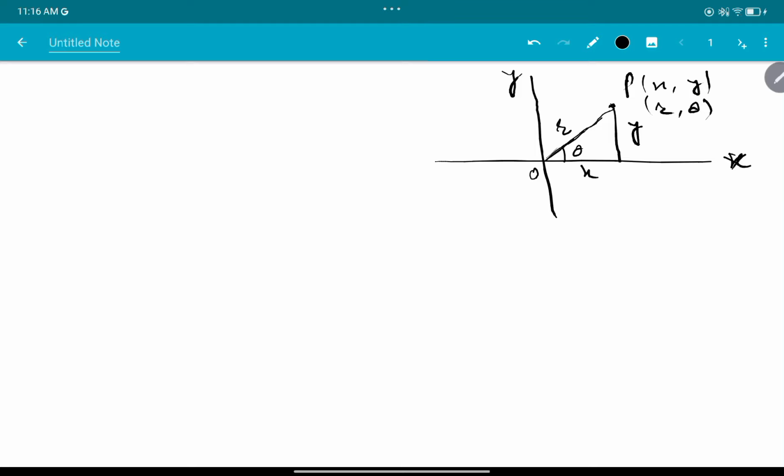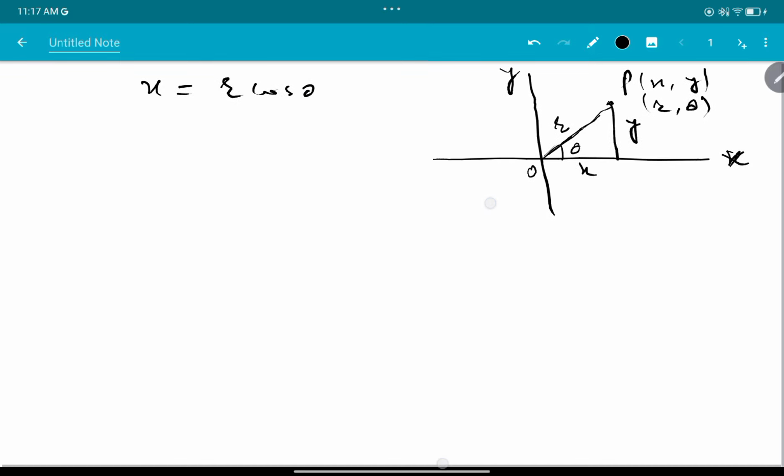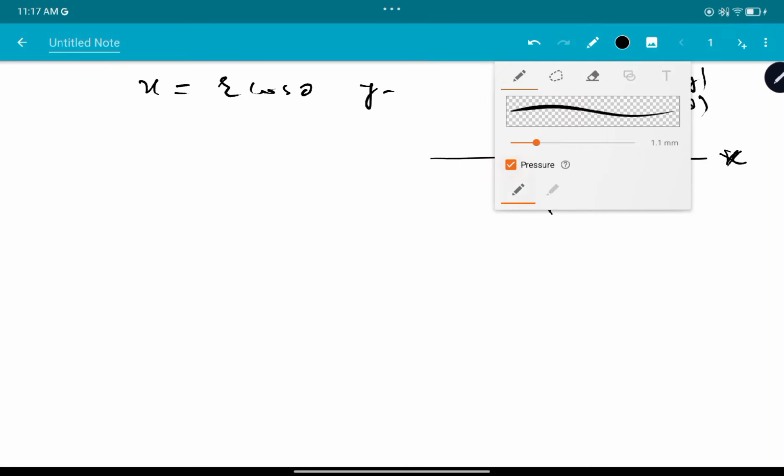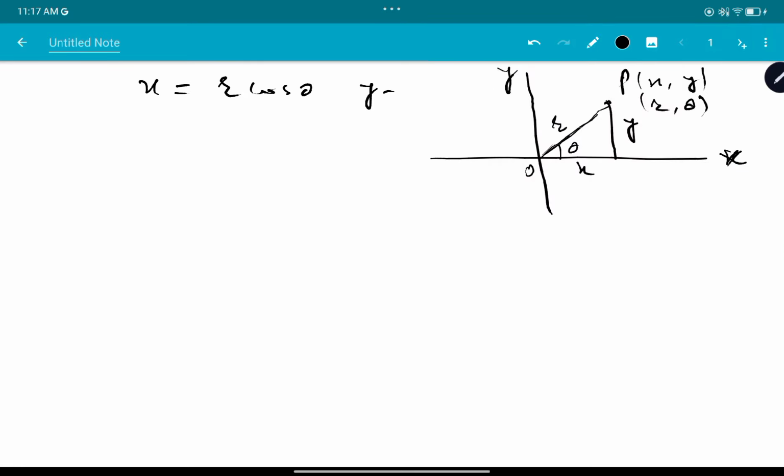Now the two sets of coordinates are related. As you can see from the geometry of this right angle triangle, x is equal to r cos theta, y is equal to r sin theta. These coordinates, x and y, are related to r and theta through r cos theta and r sin theta.